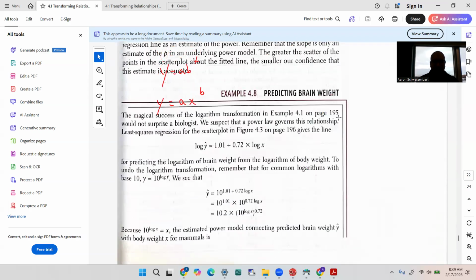So we do this brain weight one. We are not going to enter all the data. Remember that the predicted y is y hat. And that just means predicted.